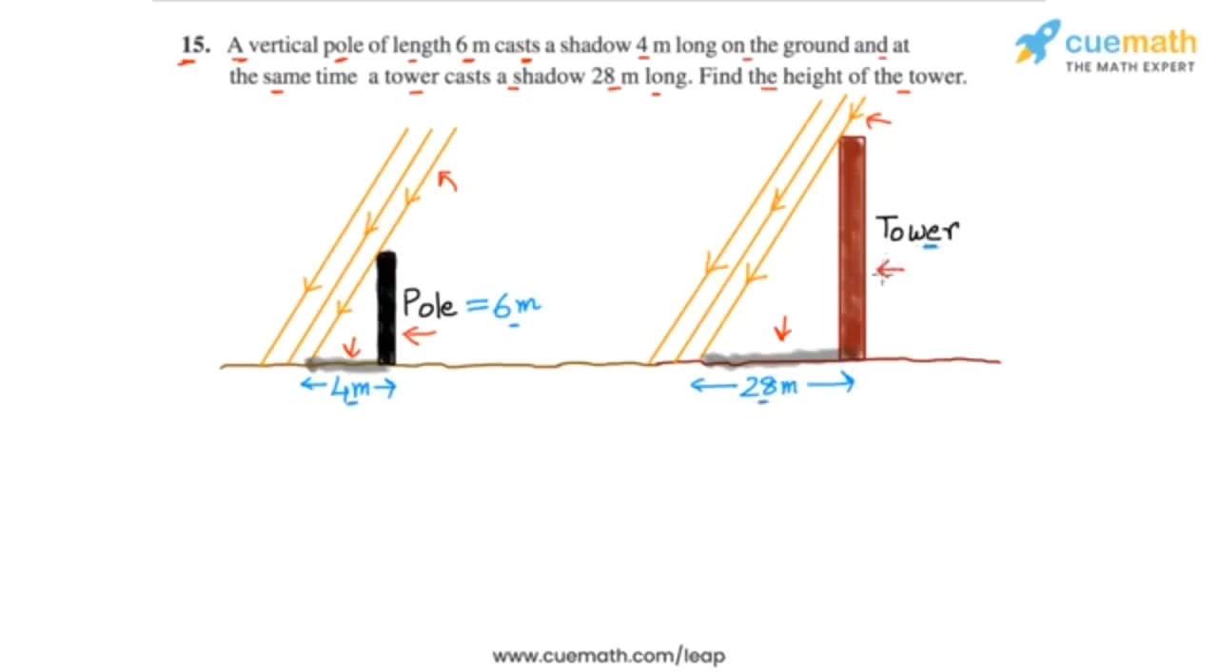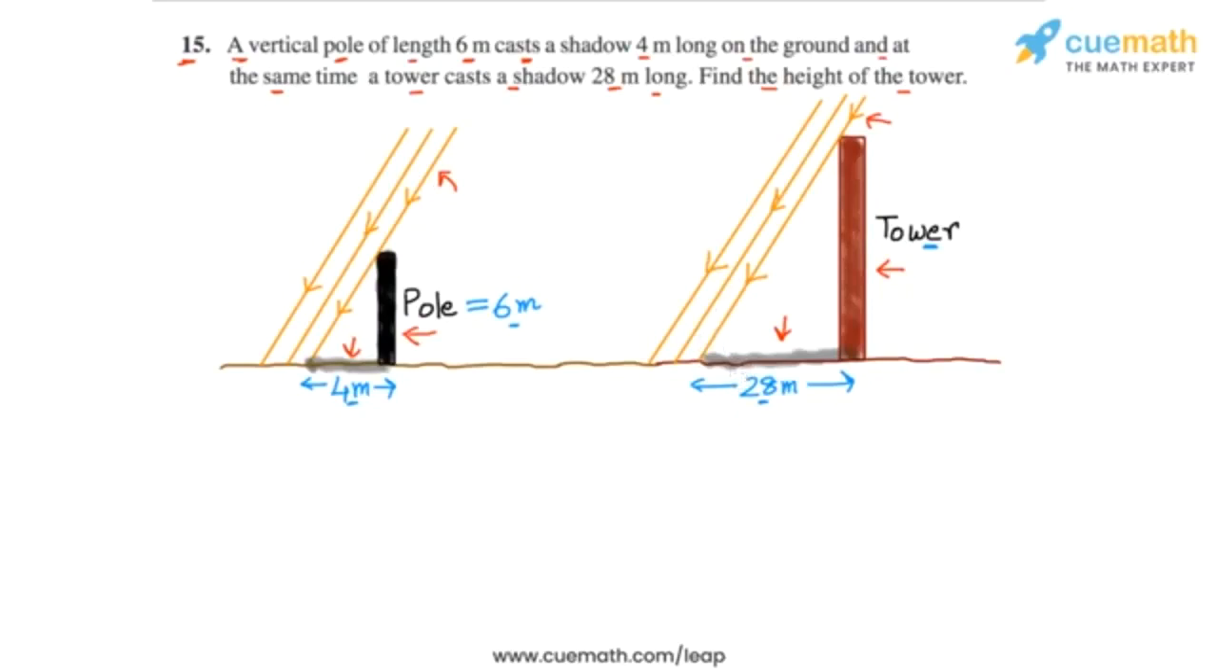So here's the key idea involved. If the shadows are being measured at the same time, then the sun's elevation will be exactly the same for both the pole and the tower, assuming that they are nearby, in the same area. In other words, the sun will be at the same elevation in the sky, whether you are near the pole or near the tower.